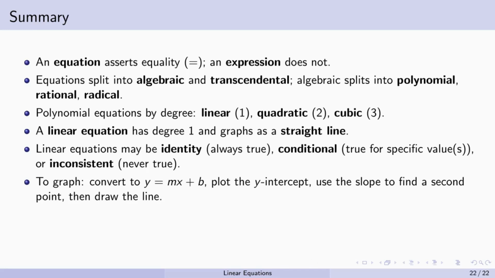And to graph one, convert it to y equals mx plus b. Plot the y-intercept. Use the slope to find a second point and draw the line. That's a wrap for today. You know how to define a linear equation, tell it apart from other equation types, classify it as identity, conditional, or inconsistent, solve it, even the messy fraction-heavy ones, and graph it from scratch.